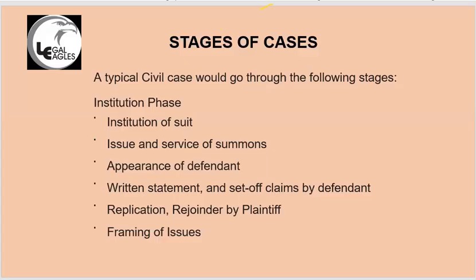I'll try to finish summary suit. We have some time, another 10 minutes. Summary suit is a very important suit for recovery of money. Okay. It is for recovery of money. It is filed under Order 37.